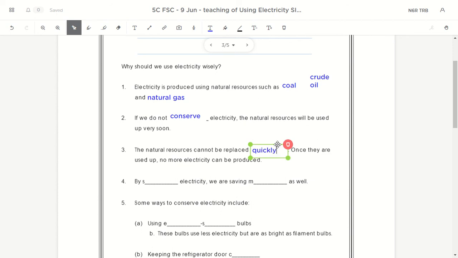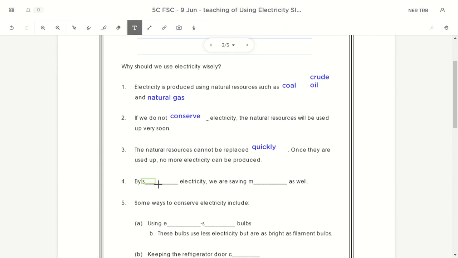It takes millions of years, much slower than the rate at which we are using the natural resources to generate electricity. So once they are used up, that's it. No more electricity can be produced because we rely on them. That's why you hear things like hydroelectric power, solar power, geothermal power, that kind of thing. These are renewable sources of energy. Okay, that is different from the usual ones that we are using.